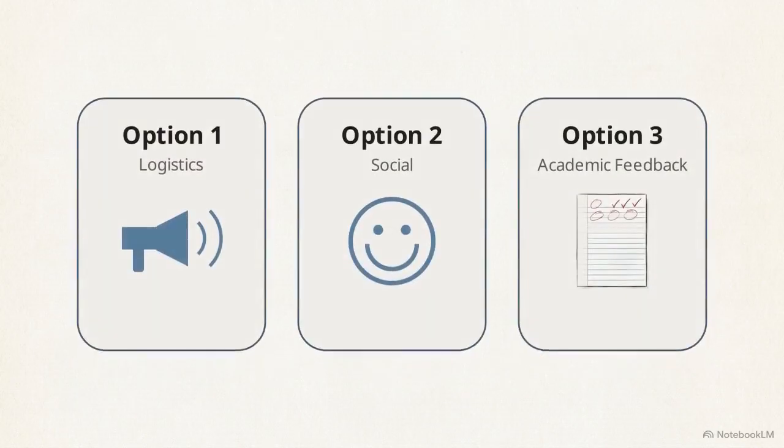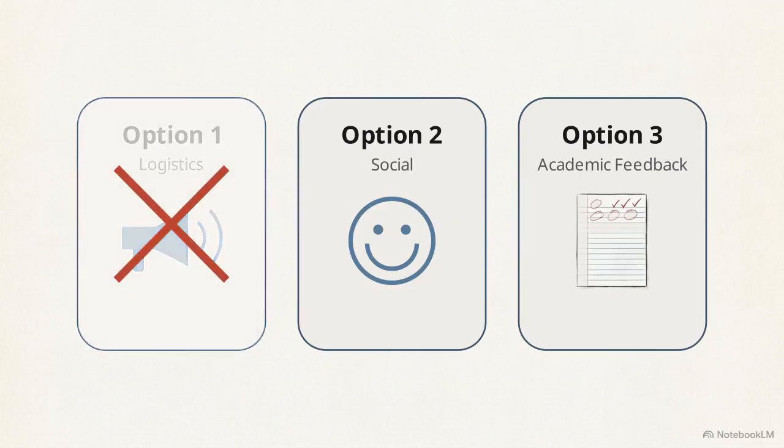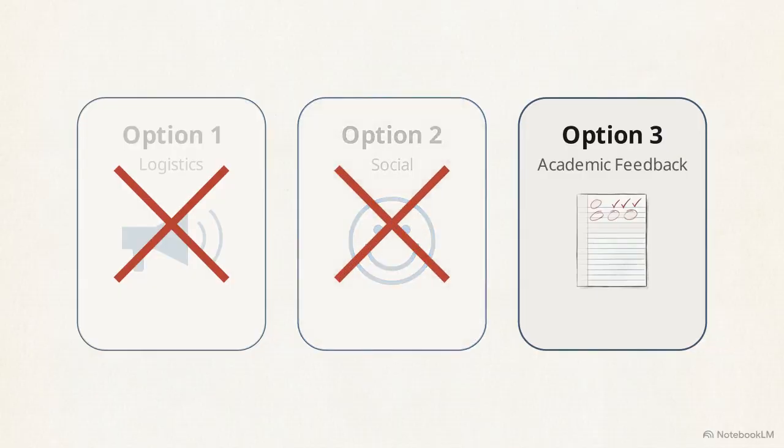Let's test these requirements against 3 common scenarios. Which of these qualifies as true RSI? Option 1 is a logistical announcement, not academic engagement. Option 2 provides encouragement, but does not provide the substance required to change a student's understanding of the content.